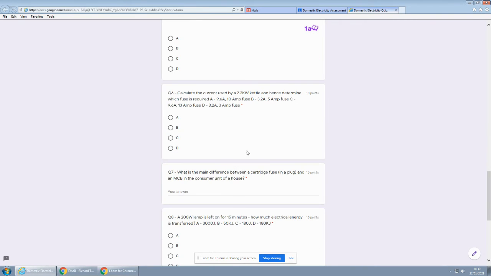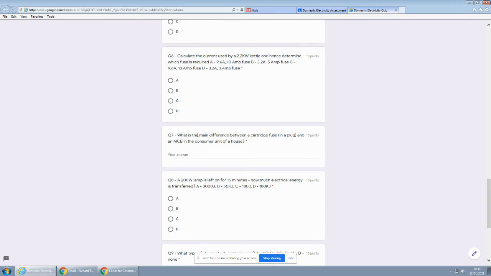Option C. What's the main difference between a cartridge fuse in a plug and an MCB in the consumer unit? Well, once the cartridge fuse is blown, once that piece of wire melts, it needs to be replaced. But of course, an MCB in the consumer unit of the house can just be reset by flicking the switch. That's the main difference.